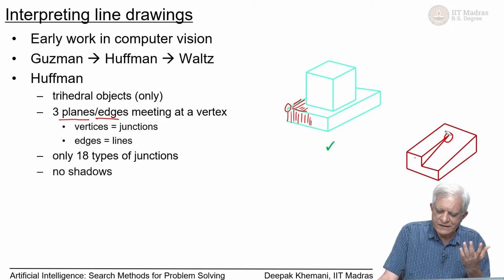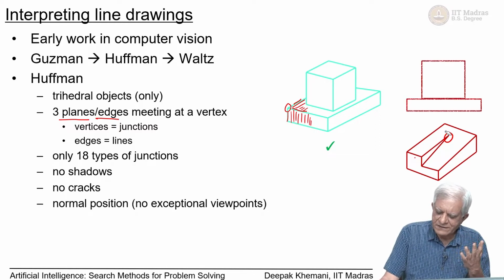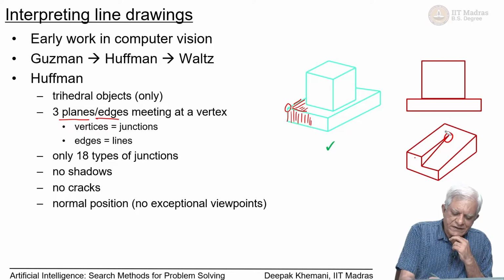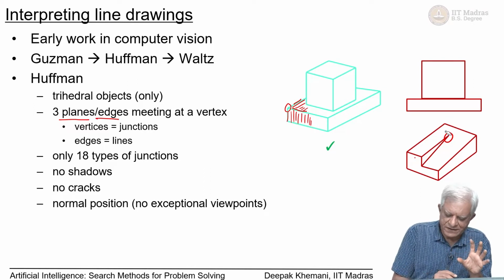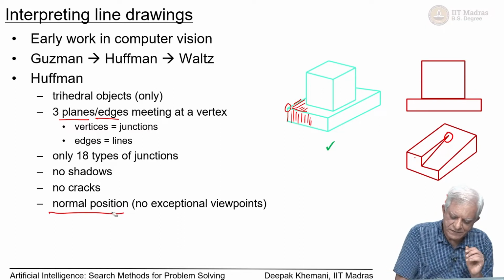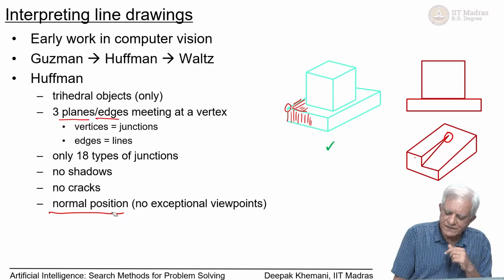Now, essentially what is the task we are talking about? We are talking about the task that given a line drawing, to identify whether there are trihedral objects in that line drawing or not essentially. Now, Huffman showed that there are only 18 types of junctions. We will see that in a moment. So, junctions are vertices, we will see. He also assumed that there are no shadows, no cracks in the drawing, and that the objects are represented in what he called a normal position, which means no exceptional viewpoints.